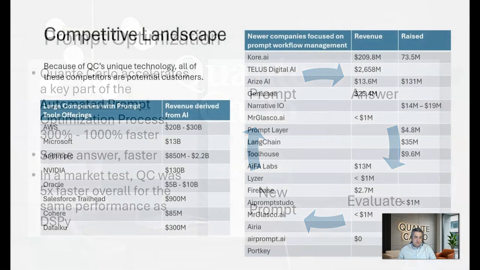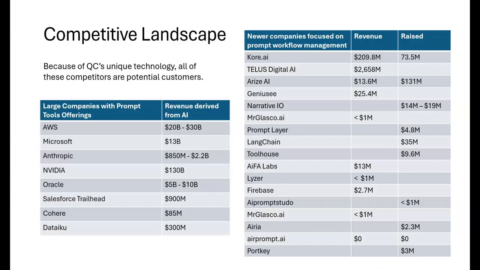So this industry is very new and it's growing fast. A lot of the large companies in the AI space are offering prompt optimization tools and features for their platforms. There are a lot of new companies that are focusing on prompt engineering studios, prompt engineering platforms. A lot of smaller companies have entered this space.